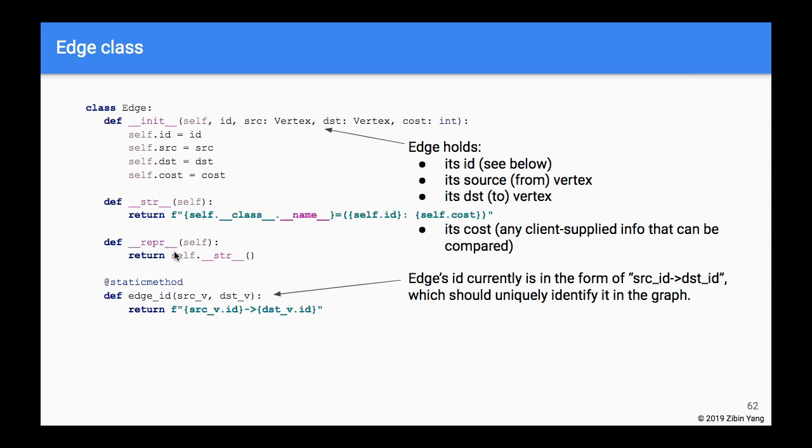Again, same thing for dunder string and dunder repr. Now, I just want to explain how I generate the edge ID. Given the source vertex and the destination vertex, it's just the source vertex ID with a little arrow to the destination ID. The reason I'm defining this as a static method is that it will be used by the graph class, as I explain next.